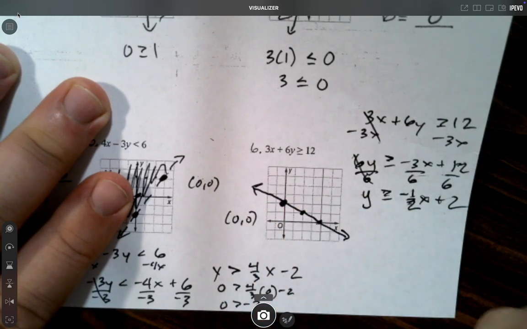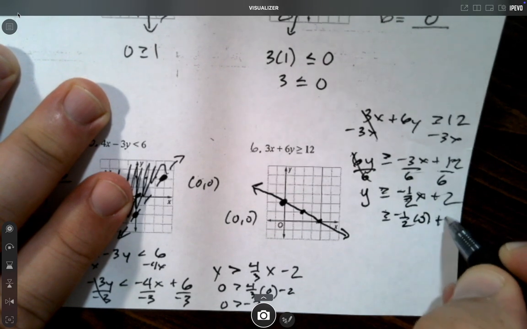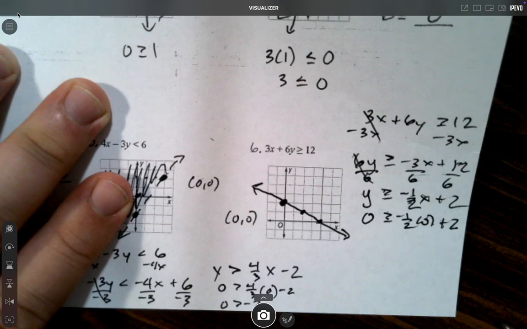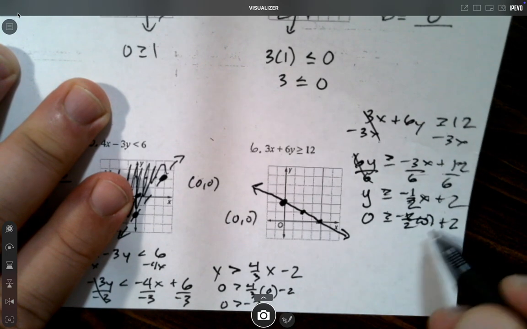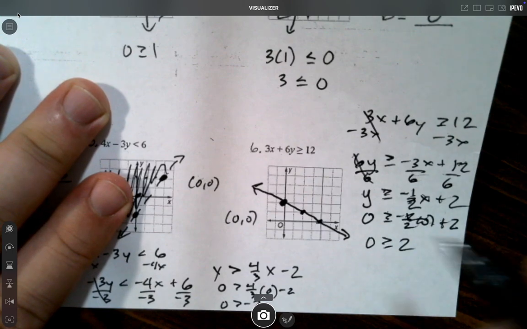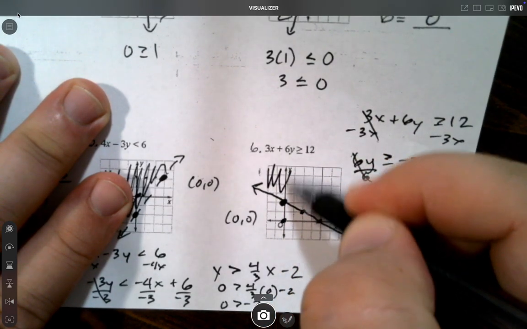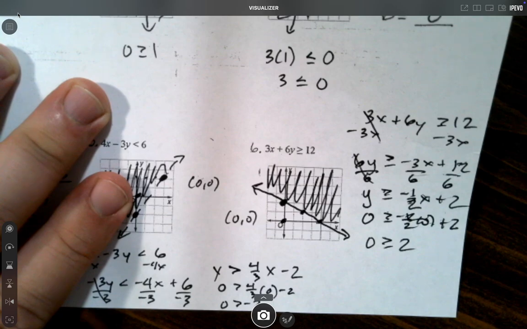So I'm going to pick 0, 0 again. Plug in 0 for x. Plug in 0 for y. This piece cancels out, so we get 0 is greater than or equal to 2. That's not true. 0 is not bigger than 2. So that means this side of the line is false, because when I plug that in, I get a false result. So instead I'll graph the other side of the line.